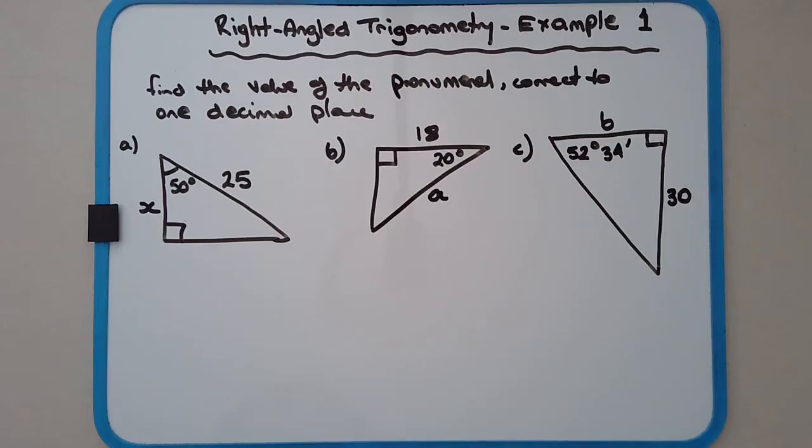Let's have a look at some basic examples now that employ right-angled trigonometry to find a missing side in a right-angled triangle. Of course, you'll need your calculator with you. Alright, let's have a look at these three examples.